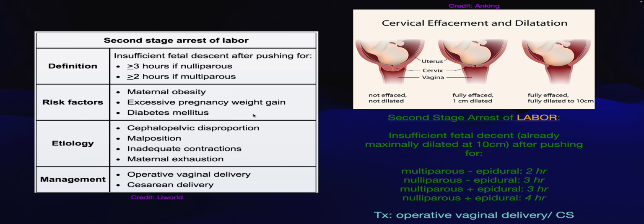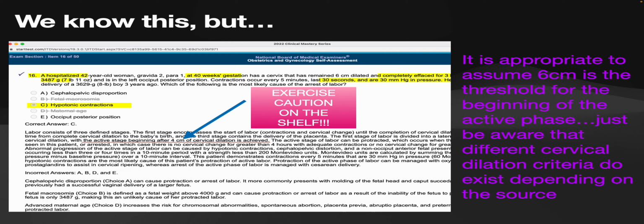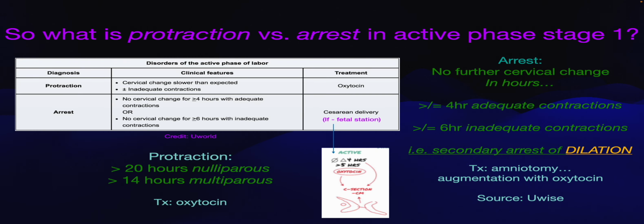So some other risk factors: excessive weight gain during pregnancy, maternal obesity, diabetes mellitus. I want to say maternal obesity is a risk factor for second stage arrest, and also issues in the first stage of labor as well. And inadequate contractions, so hypotonic contractions, that is the most common cause of a protraction of the latent phase of labor, as we discussed here.